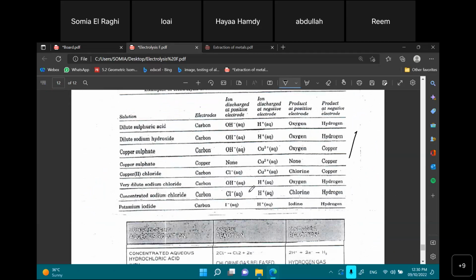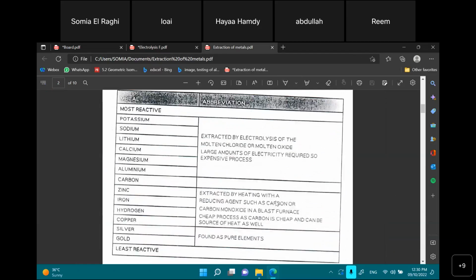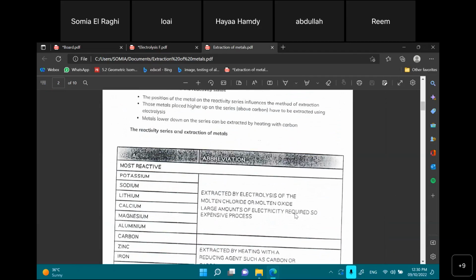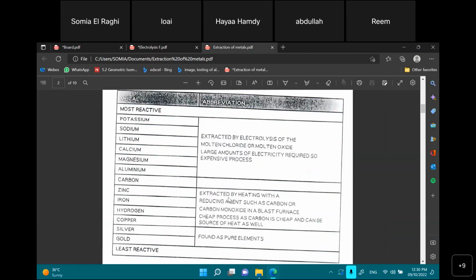And also I will give you a voltaic cell. And regarding this table, also for extraction of metal, we do it next time. I know it's a lot today.